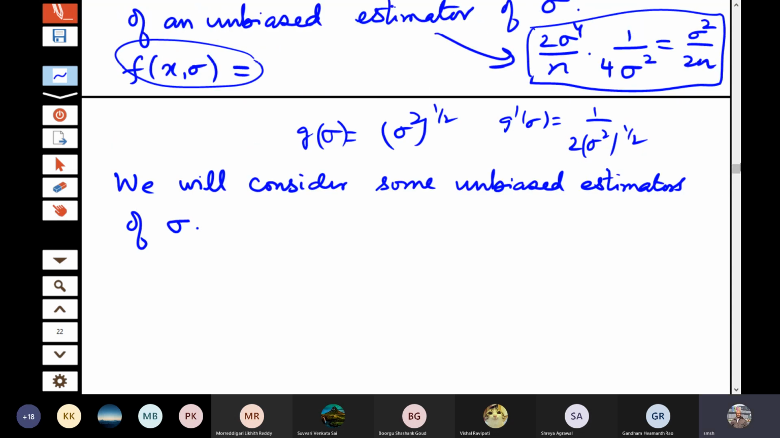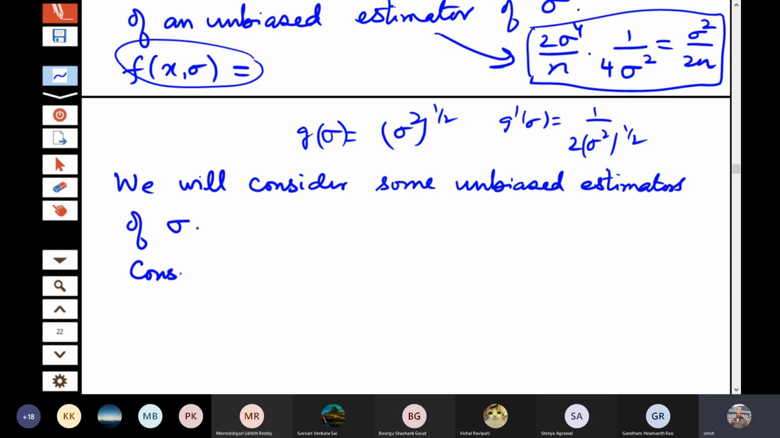So yesterday you remember (1/n) Σ ξᵢ² was UMVUE for this problem. So if I take a square root of that, it will not have expectation sigma. So can I adjust that? So let us look at it.